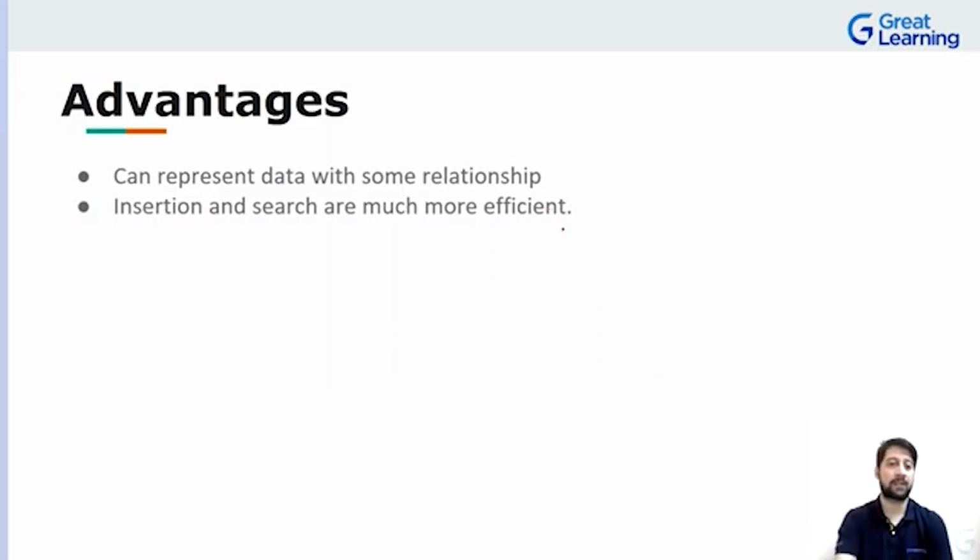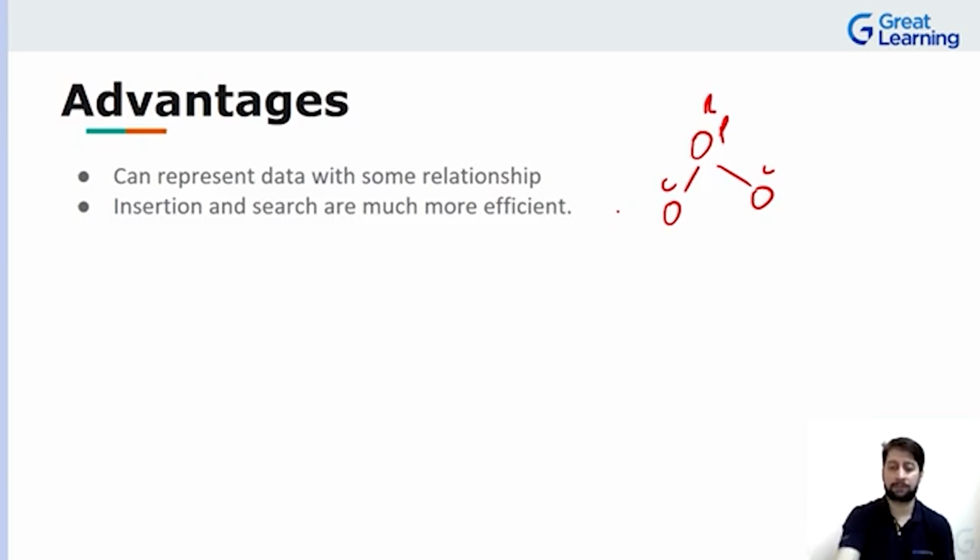If you talk about advantages, we can represent data with some relationship. So this is the root node, or the parent node, and this is the child node. That parent-child relationship is always there. And while you are inserting or searching an element or a node in a binary tree, it is much more efficient as compared to other data structures which we have seen.